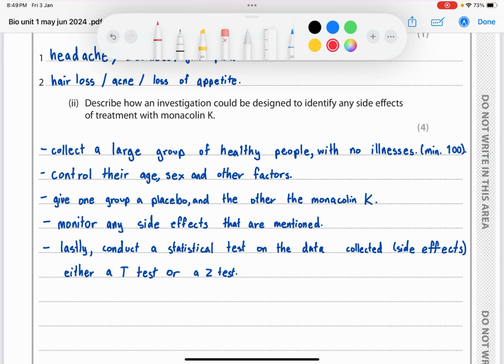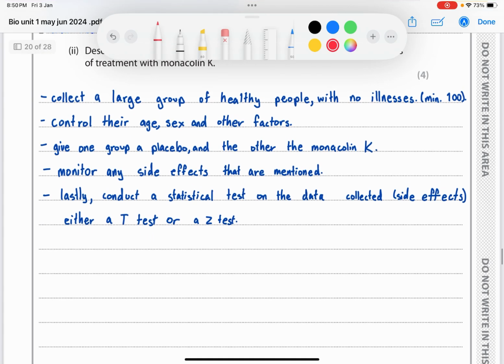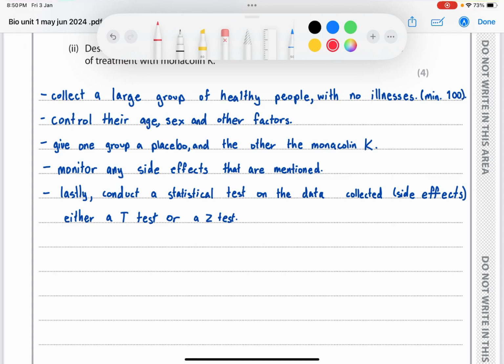Collect a large group of healthy people with no illnesses, for example, a minimum of 100 people. Next, control their age, sex, and other external factors so that most or all of these factors are controlled. Give one group a placebo. You have 100 people, you're going to divide that into 2 groups. Give one of the groups a placebo and give the other group the monacolin K. And then you monitor any side effects that are mentioned from the placebo and from the people that are being given the substance.